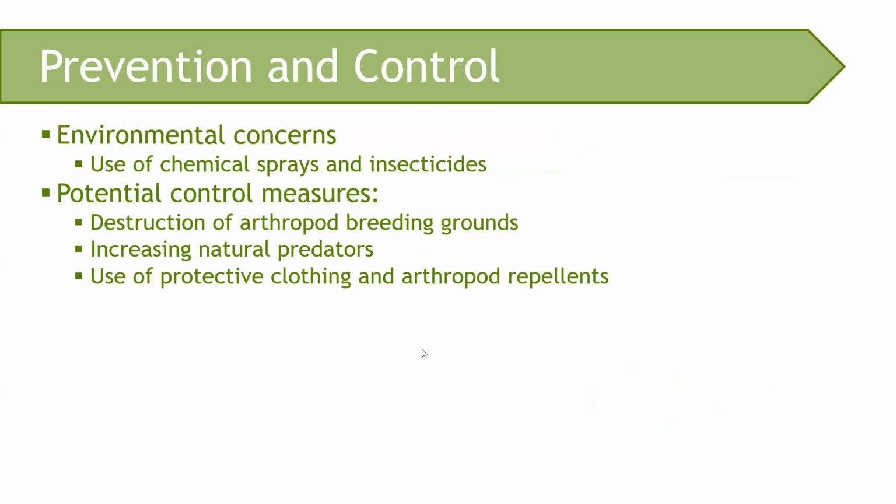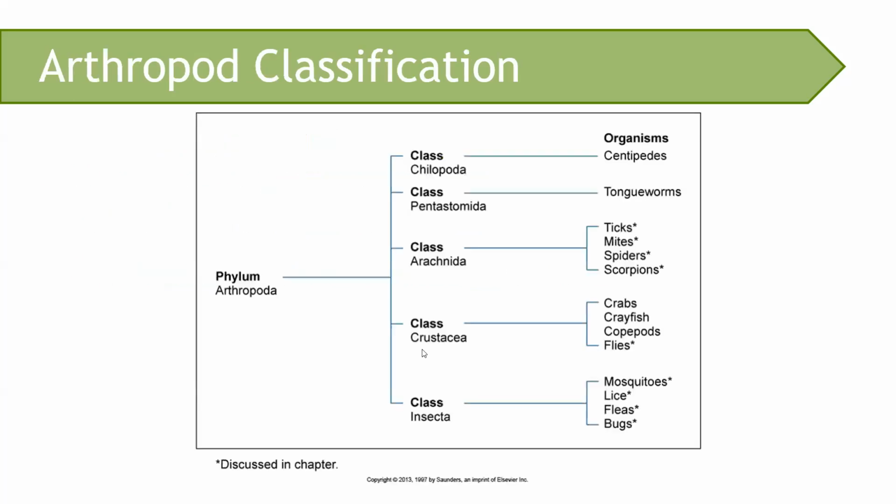Alright? Well, of course, chemical environmental concerns are also possible because of the use of chemical insecticides or pesticides. The use of protective clothing and arthropod repellent is necessary. Now, what are the classifications of arthropods?